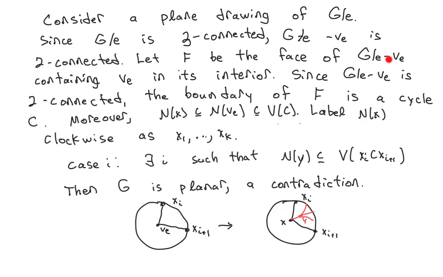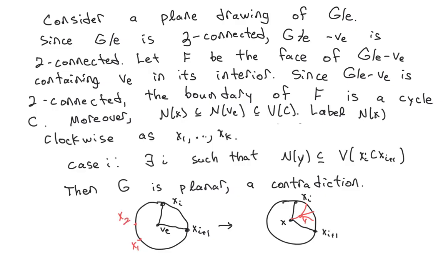Let's take a plane drawing of G contracted E minus VE, and let's look at the face that contains VE in its interior. Because this graph is 2 connected, the boundary of my face is a cycle. Moreover, the neighborhood of my vertex X is contained in the neighborhood of this contracted vertex. It's contained in the cycle. So the point is we're going to be looking at the neighbors of X and Y along this cycle. So let's label the neighbors of X along the cycle clockwise as X1, X2 up to XK. So somewhere out here we have X1, X2, and so on.